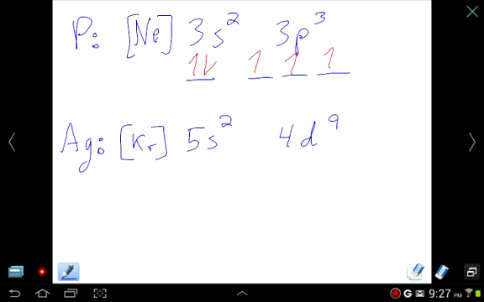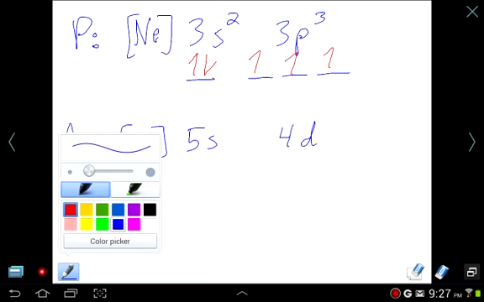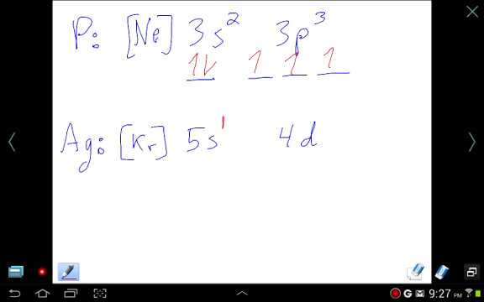However, there's an exception. If you recall, there's an exception to filling silver. Silver sits in one of those exception positions. So what we'll do, we'll ask one of the electrons to jump into the d. So actually we have 5s1, 4d10.